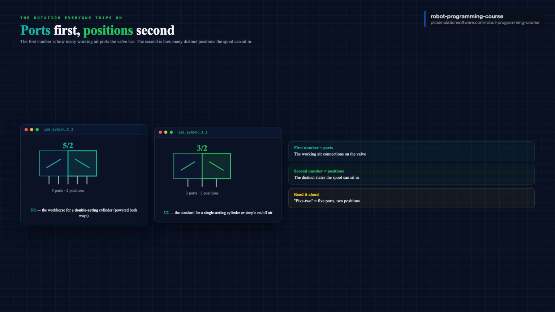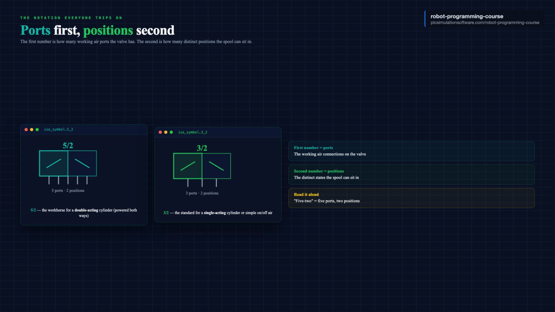A 4-2 does a similar job with 4 ports. And a 3-2 valve has 3 ports and 2 positions. That is the standard for a single-acting cylinder or any simple on and off air job. So read it as ports first, position second. 5-2. 5 ports, 2 positions.